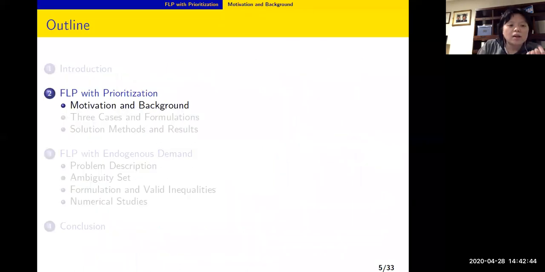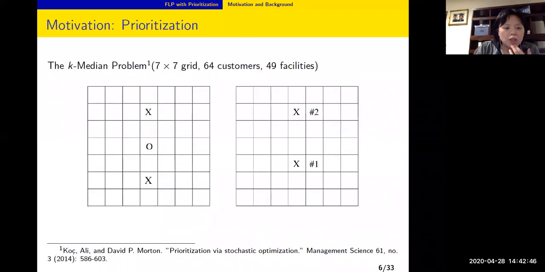So first, let me start with this FLP with prioritization. The idea was borrowed from a very nice paper published by Ali and David Morton a few years ago in Management Science. The setting there was more of a two-stage or one-stage problem, but you have uncertainty. So the motivating example here is basically a K-median problem.